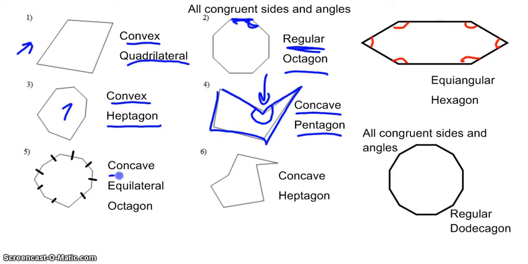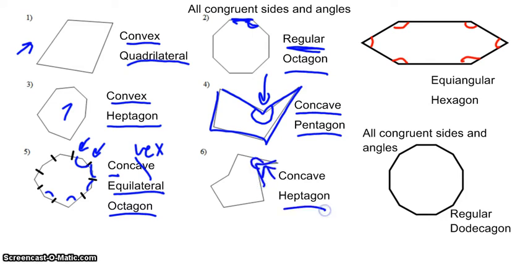We have a concave? No. That is convex. I'm sorry, convex, because it's got none of those reflex angles. All of its interior angles are obtuse, it looks like. It's equilateral, because I marked all the sides were congruent. And it's an octagon, because it has 8 sides. Over here we've got a concave, definitely concave, with those reflex angles there. Heptagon, okay, 7 sides again. We've got an equiangular, because all the angles are equal. Hexagon, 6 sides. And a regular dodecagon.